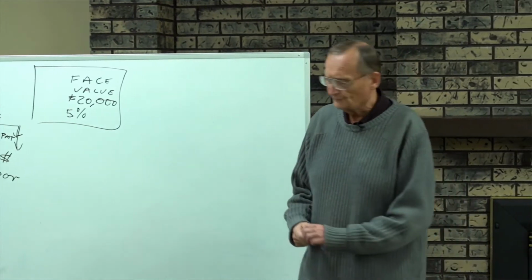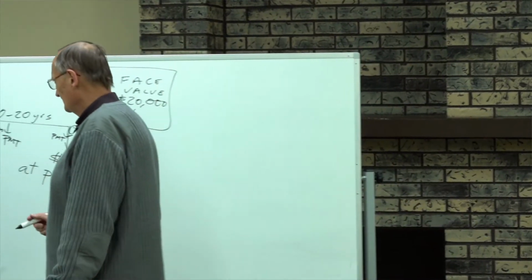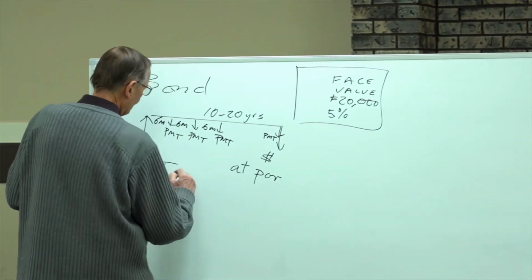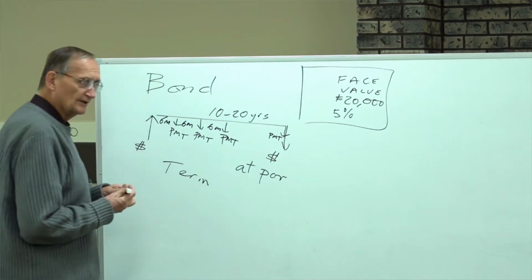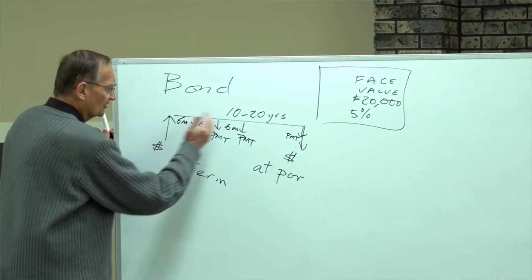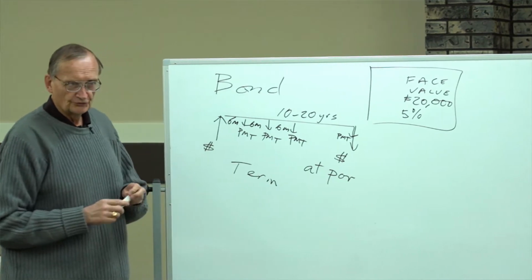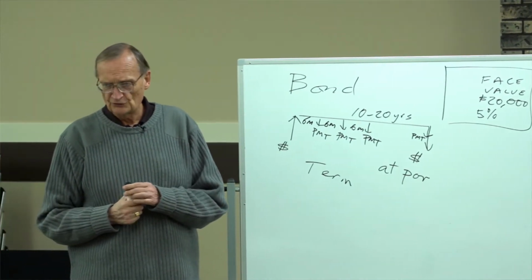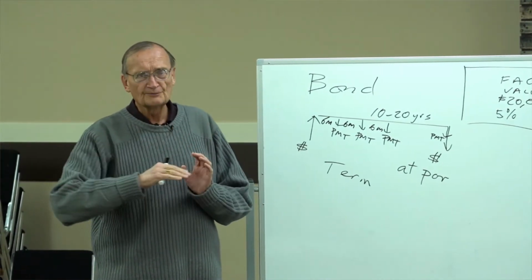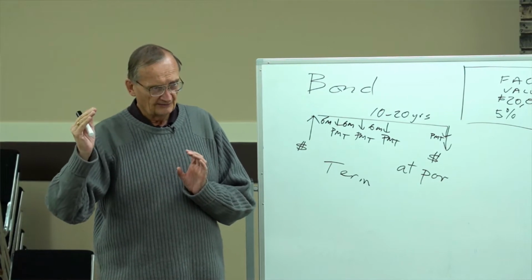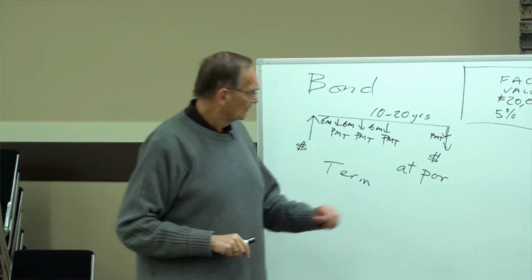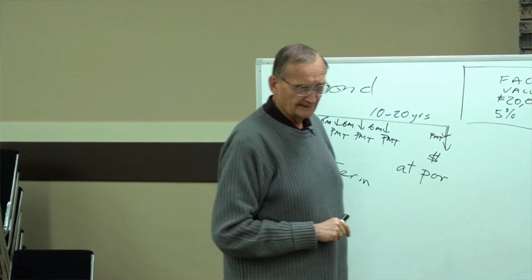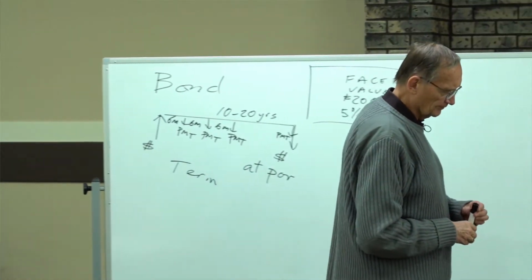The term of a bond, this is unlike what we heard about when we looked at mortgages. The term is the entire period. So the term could be 20 years, 10 years, and so on. The term is right to the end of when the maturity happens, when they pay you back this money. That's the term of the bond.